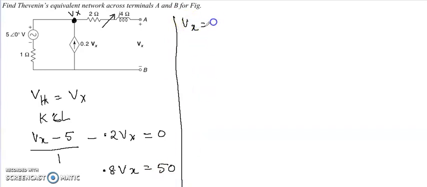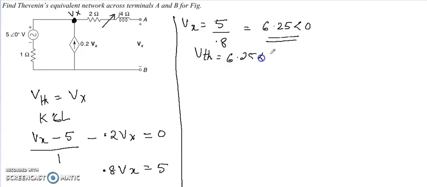And Vx is equal to, sorry, it's not 50, it is 5. Therefore we can write it as Vx is equal to 5 by 0.8, which is equal to 6.25 angle 0. So now we have got the Vx, which is equal to Vth, that is Vth is equal to 6.25 angle 0. Now we have got Vth.